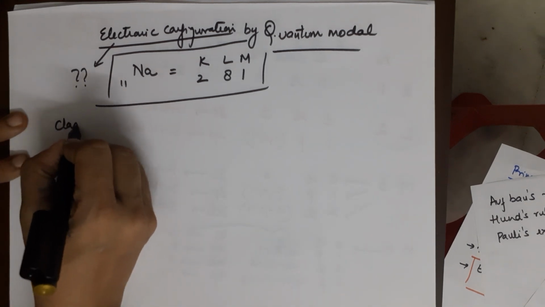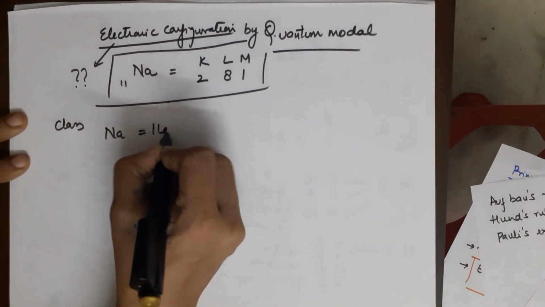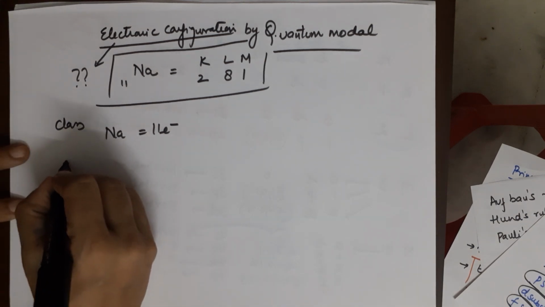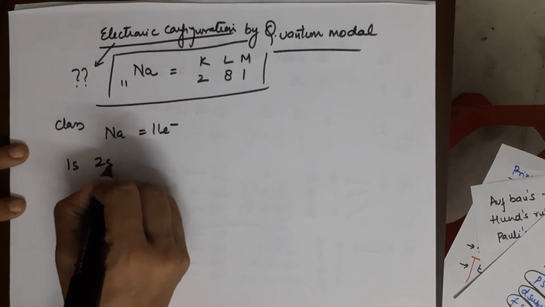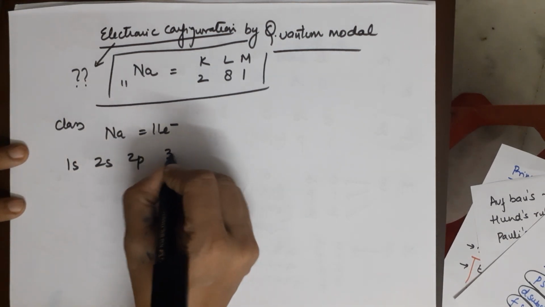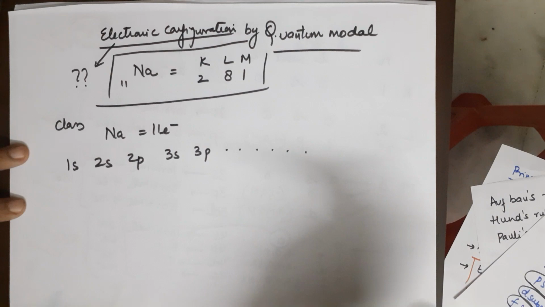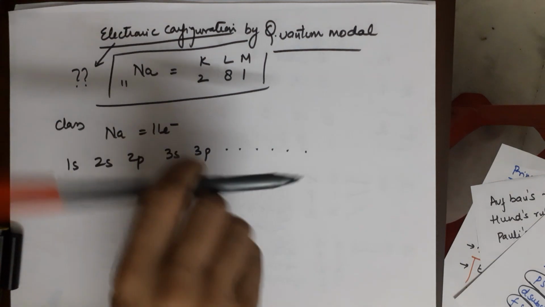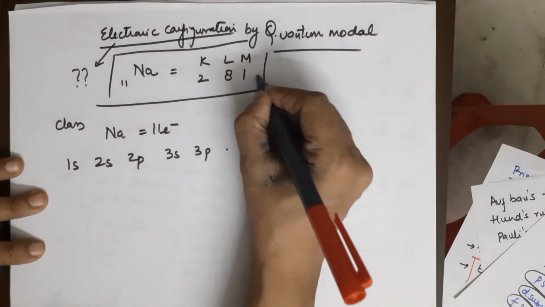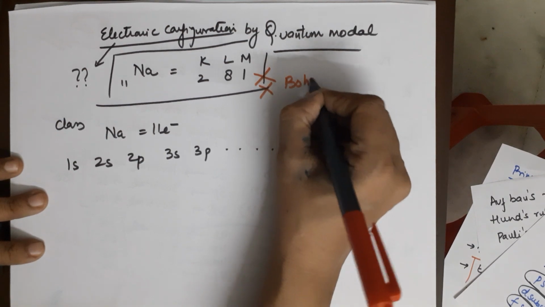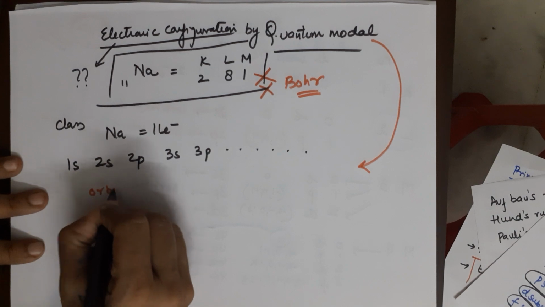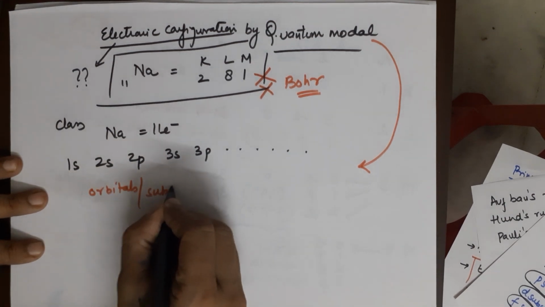Coming to class 11th. Sodium has 11 electrons and they are to be filled into the subshells. So when we talk about orbitals, we know in the first shell you have only 1s. In the second you have 2s and then 2p. In the third you have 3s and then 3p and so on. But this order also has a rule. So now onwards you would be filling your electrons into the orbitals rather than in the shells. This concept is ruled out because this was given by Bohr. According to the quantum model, you have to now fill electrons in the orbitals or the subshells.